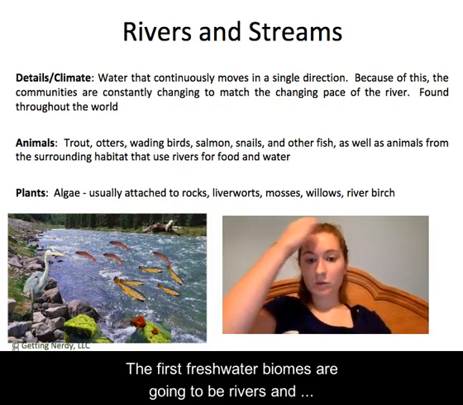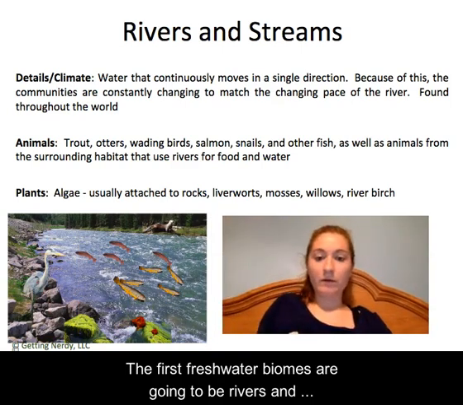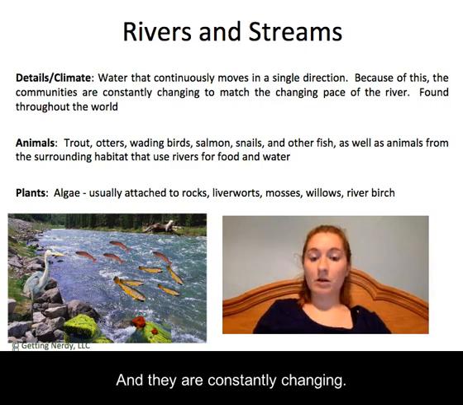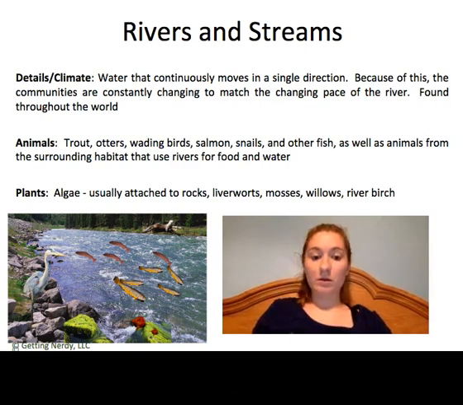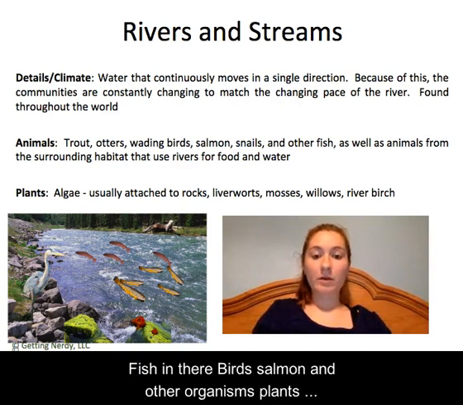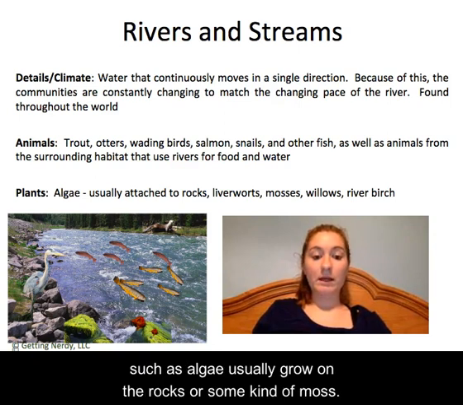So the first freshwater biomes are going to be rivers and streams. So water is going to move continuously in one direction, and they are constantly changing throughout the world because they're always moving. There's fish in there, birds, salmon, and other organisms. Plants such as algae usually grow on the rocks, or some kind of moss.